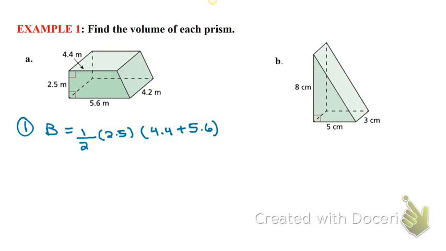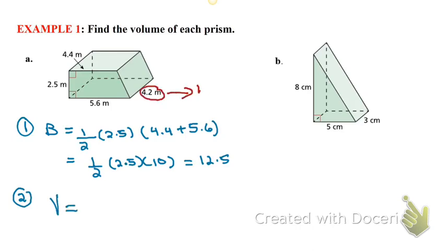So 1/2 times 2.5 times base 1 length plus base 2 length of that trapezoid. So just look at the trapezoid now. The bottom base is 5.6 and the top is 4.4. So we're going to calculate all of that. I'm going to add those decimals together and then multiply 1/2 times 2.5 times 10. So that's my base area.